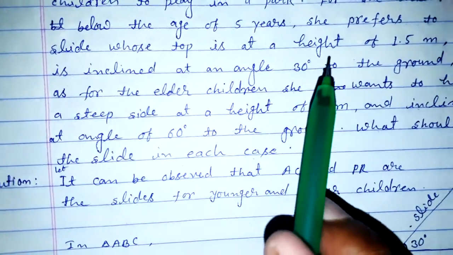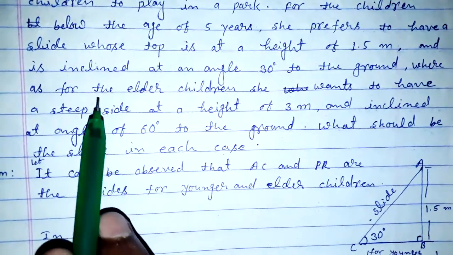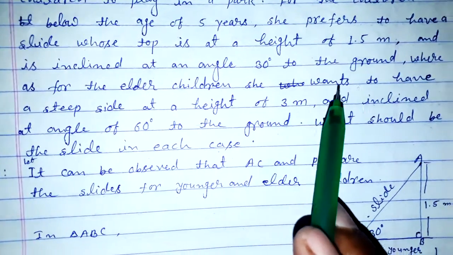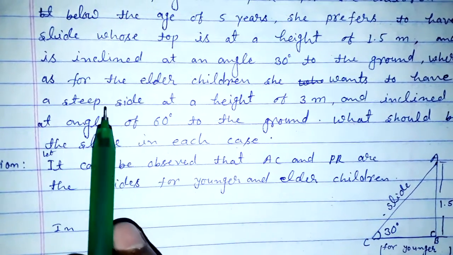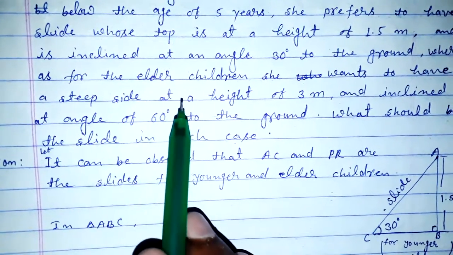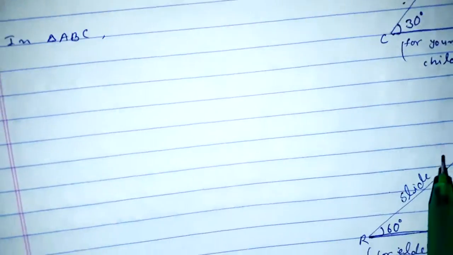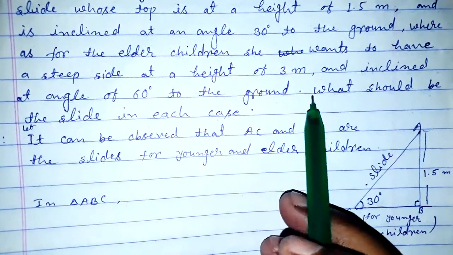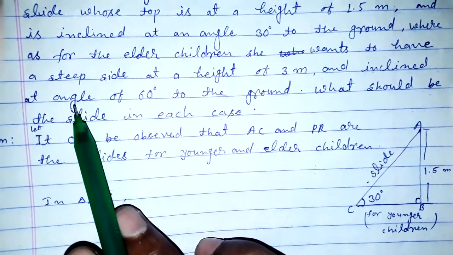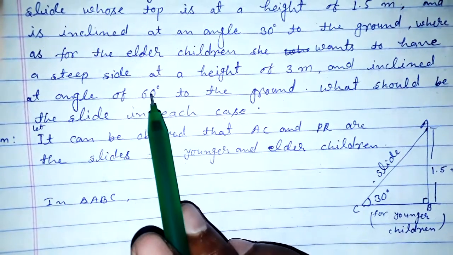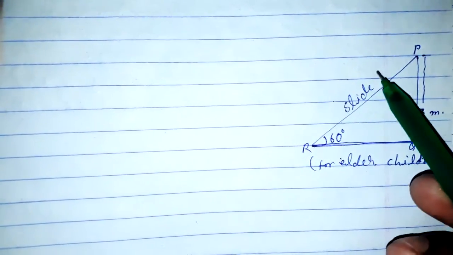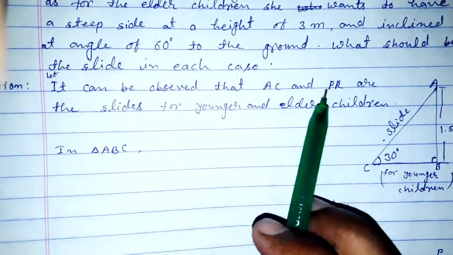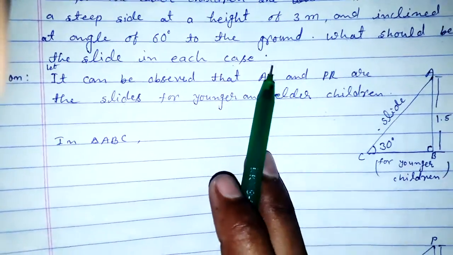And the next part is for the elder children, she wants to have a steep slide at the height of 3 meter. So the second part is 3 meter height, and inclined at an angle of 60 degree at the ground. This is the slide. What should be the length of the slide in each case?